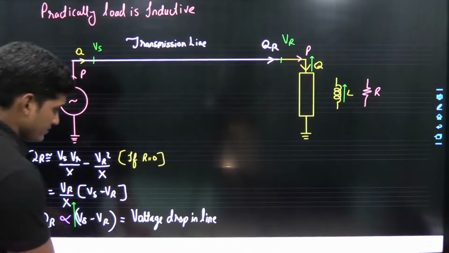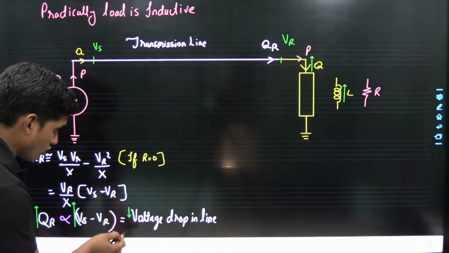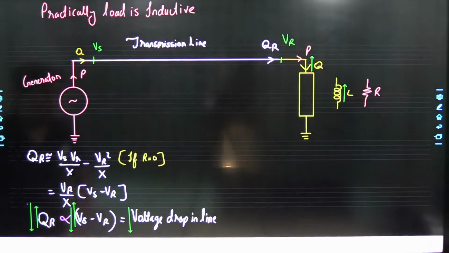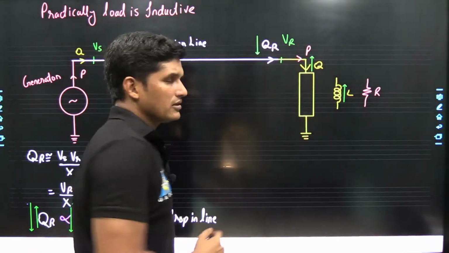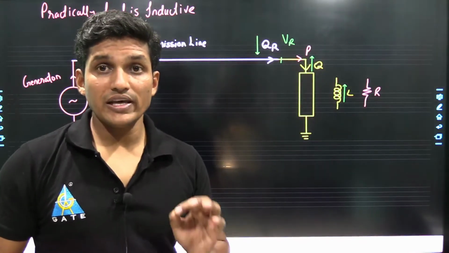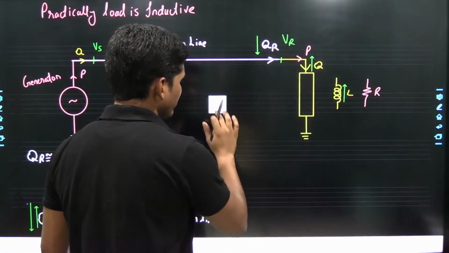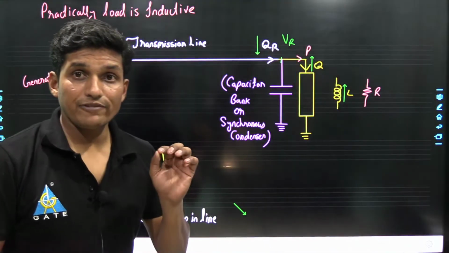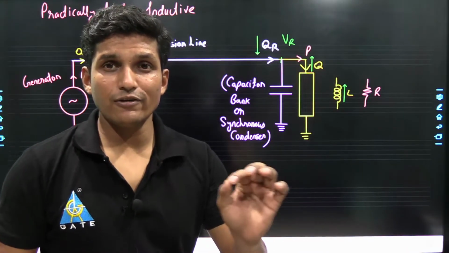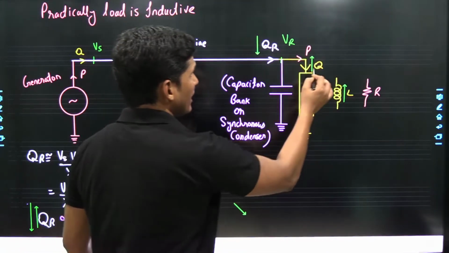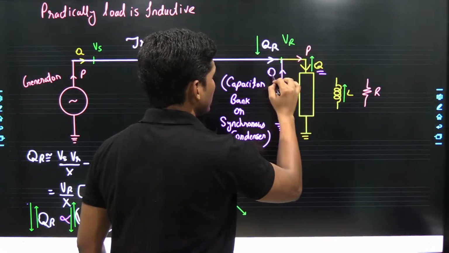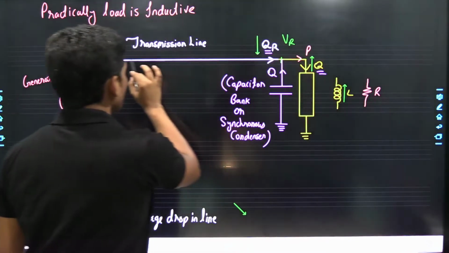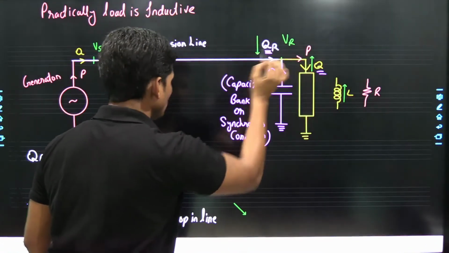So we need less voltage drop. For less voltage drop, QR should be less. It is only possible if we place a capacitance in parallel to the inductive load. If a capacitor is placed in parallel with the inductive load, the reactive power demand of the inductive load is fulfilled by the capacitor. So the receiving end reactive power of the transmission line reduces.